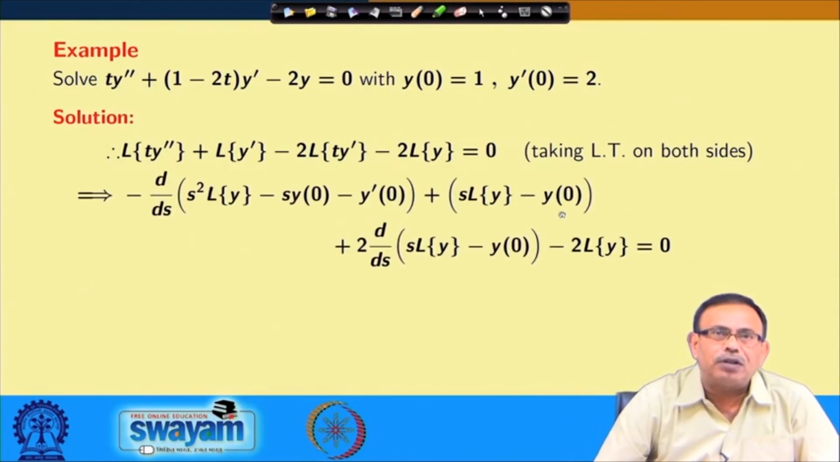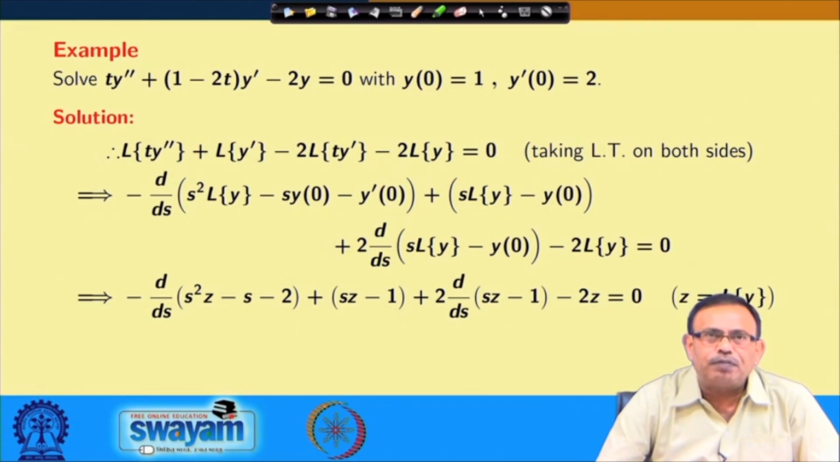I am taking the Laplace transform, then by using Laplace transform of t y double dash equals minus d/ds of Laplace transform of y double dash, or Laplace transform of t y dash equals minus d/ds of Laplace transform of y dash, I am getting the next equation. I am substituting the values of y 0, y dash 0 over here. I am getting this, which I am deriving by substituting z equals Laplace transform of y.